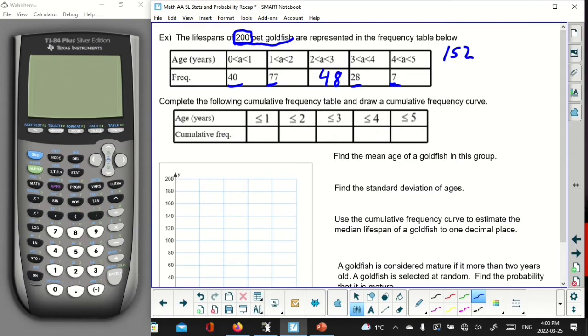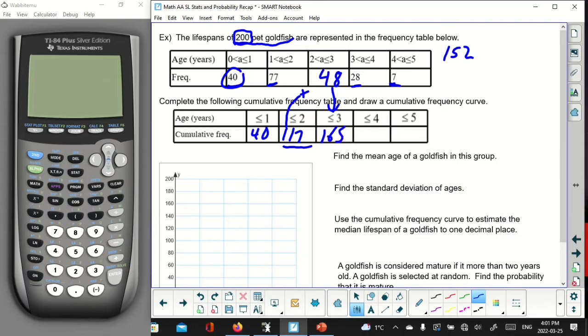So the cumulative frequency table is asking, how many fish are up to 1 year old? And the answer to that would be 40. And then this part right here is saying, how many are up to 2 years old? So that would be 40 plus 77. Add those together and we'd get 117. Up to 3 years old? Well, you could add all three of these together, or you could just say, it's these 117 plus the new 48. That would give us 165.